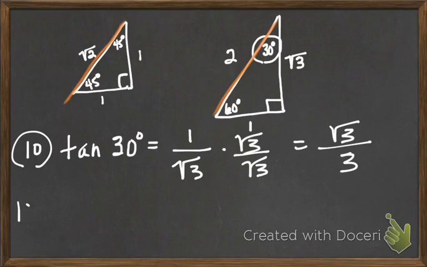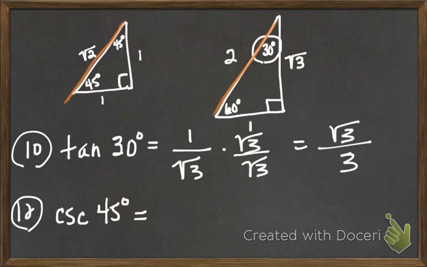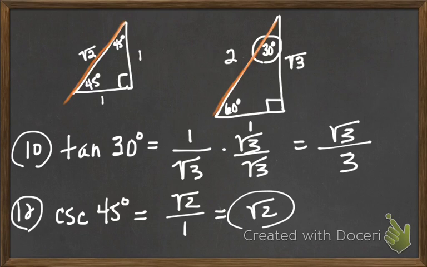All right, number 12. Cosecant 45 degrees. Okay, which triangle has 45 degrees in it, the first one or the second one? The first one. So you're going to go to the first triangle. You're going to think sine, okay? Cosecant is the reciprocal of sine, so you're going to think sine. Sine is opposite over hypotenuse, but this is the reciprocal of that. So then it's going to be hypotenuse over opposite. So that's going to be what? Square root of 2 over 1, which just simplifies out to be the square root of 2.